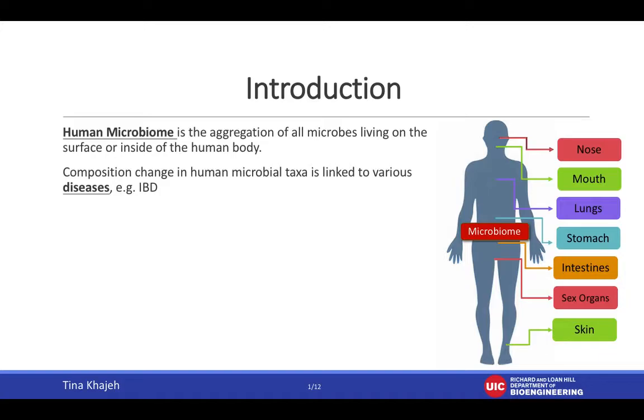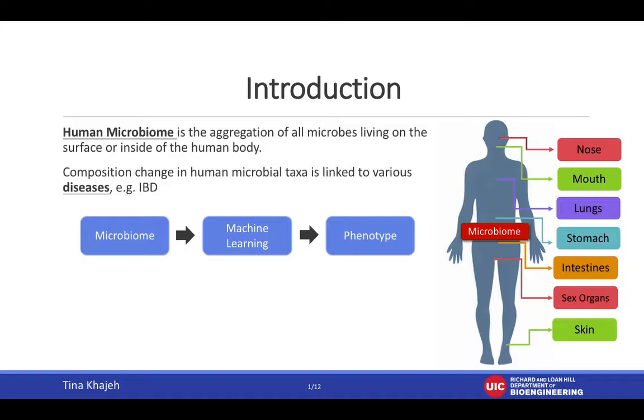Human microbiome is the aggregation of all microbes living on the surface or inside of the human body. These microbes reside in different areas, including the mouth, lungs, stomach, intestines, sex organs, and skin. In fact, these microorganisms are crucial to human health, and composition change in human microbial taxa is linked to various diseases, such as inflammatory bowel disease. The focus of this study is specifically on IBD prediction.